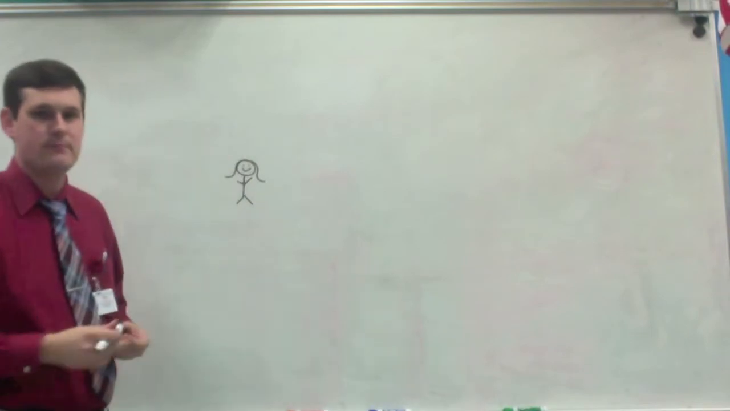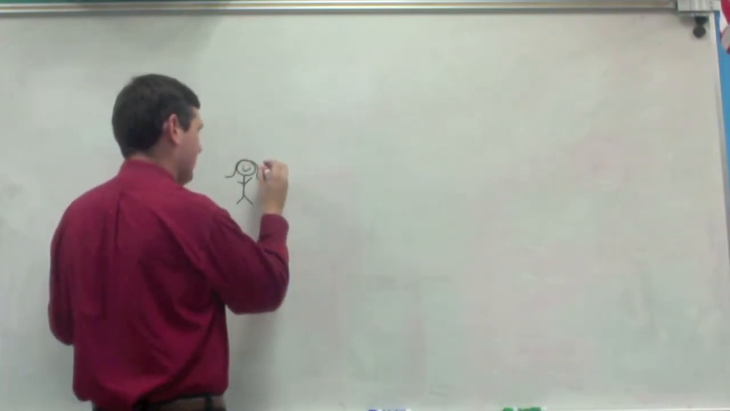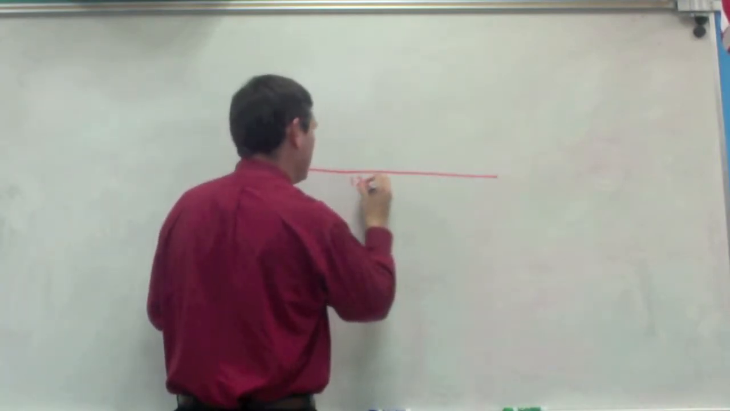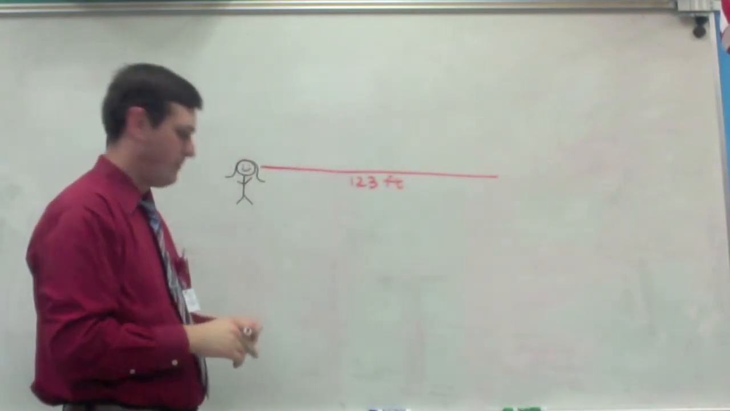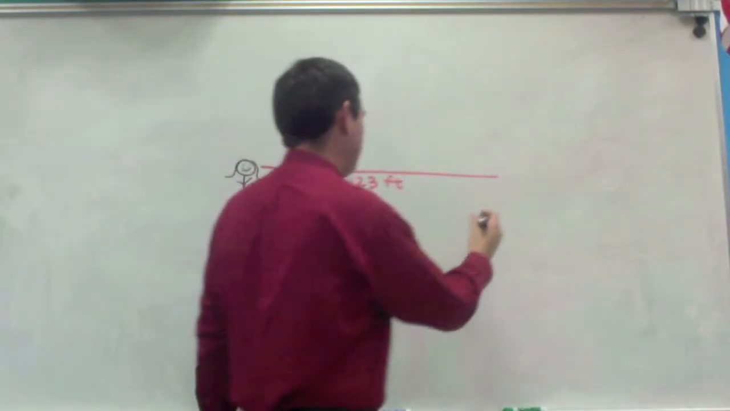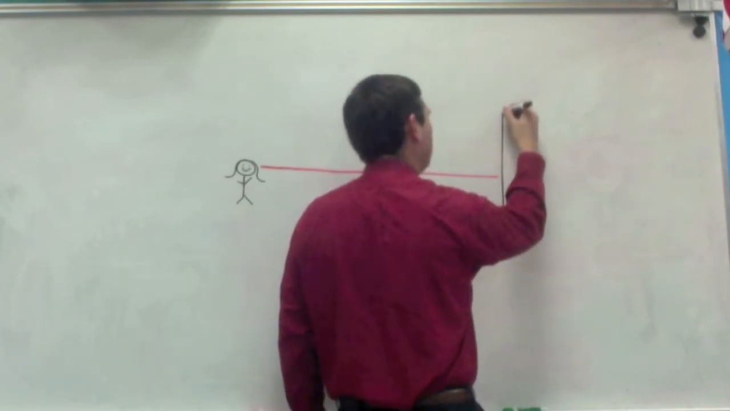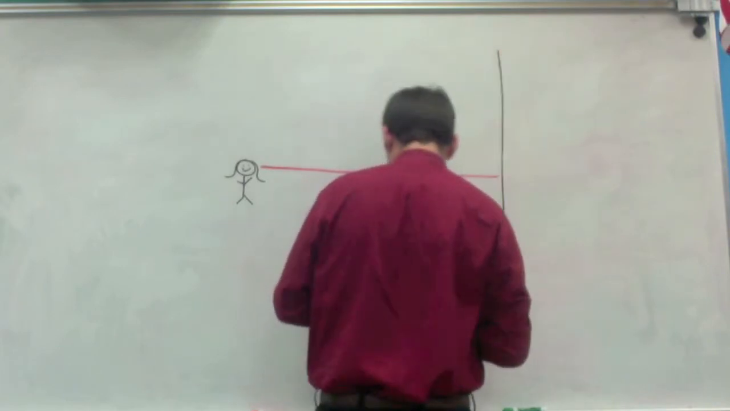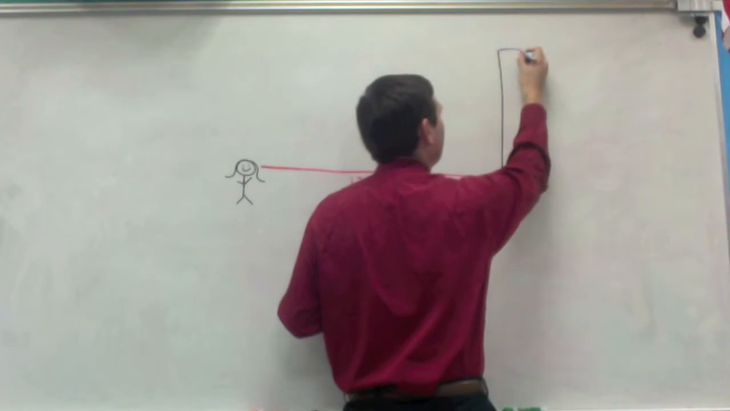Okay, there's Shelly. And we know that she's standing at eye level 123 feet from the flagpole. The flagpole starts on the same ground. Here's our pretty flag, put a nice flag on it.